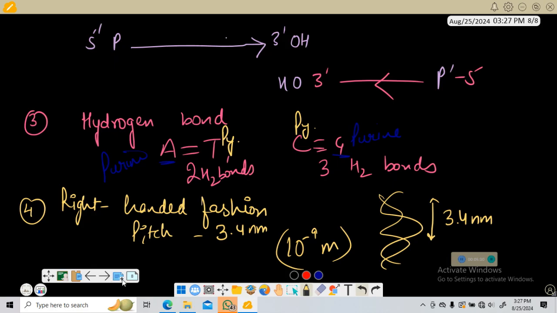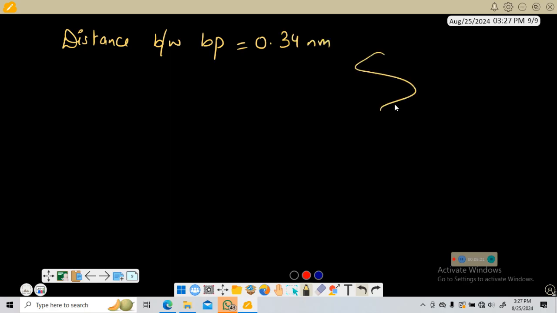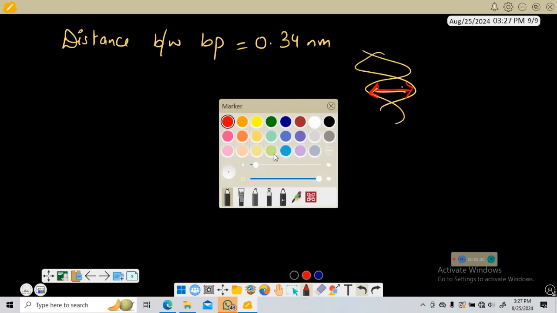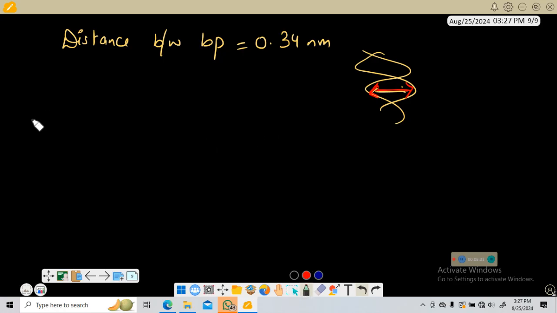So there are roughly 10 base pairs in each turn. And if I talk about the distance between base pairs, that is 0.34 nanometer. The distance is like this. If this is the DNA, the distance will be like this.